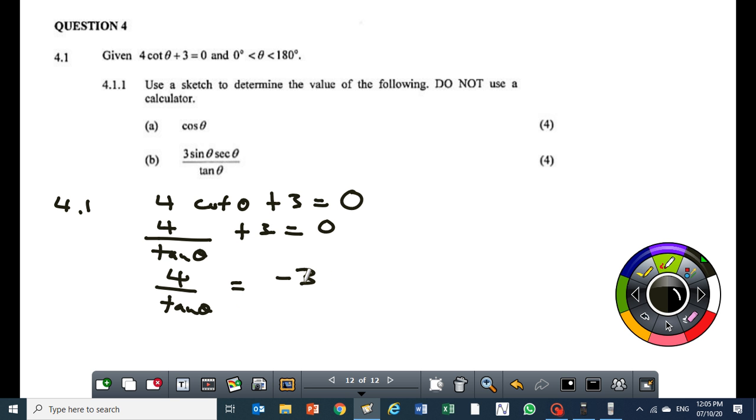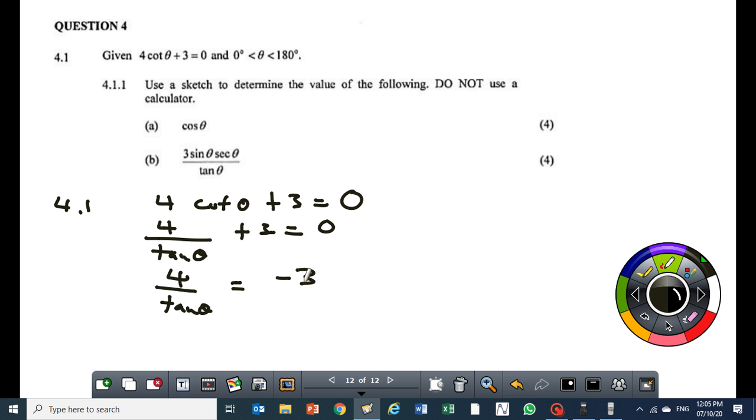Please, the 3 here and the theta are not one term. There is no bracket here. So the 3 is a distinct term on its own, and the 4 cot theta is another term. So this is a binomial: 4 cot theta is one term, 3 is another term. There are no brackets.